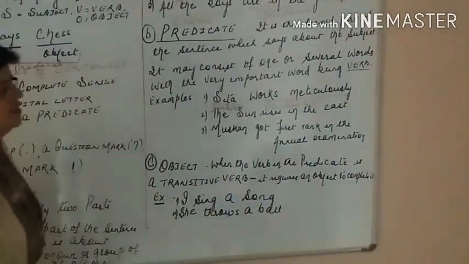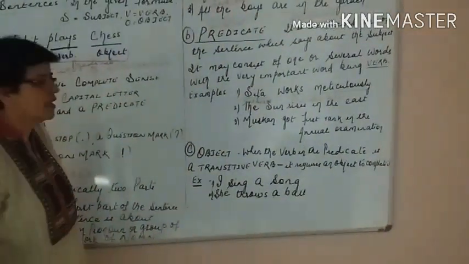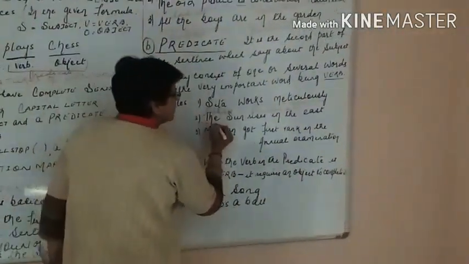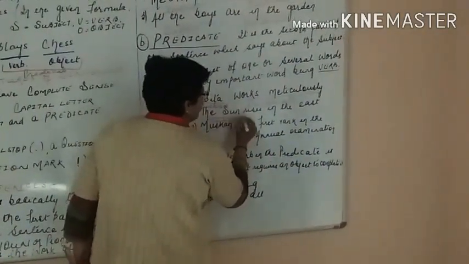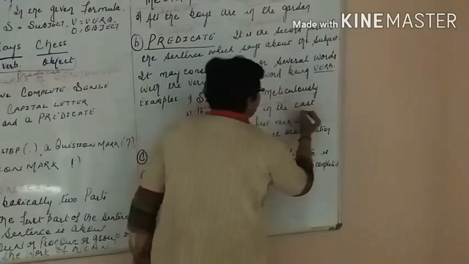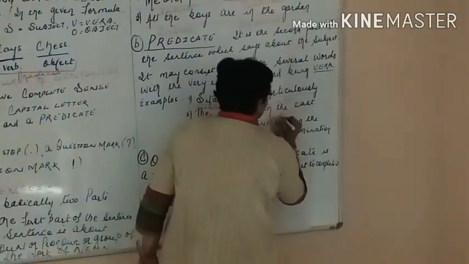Take up the second sentence. The sun rises in the east. So we take the sun as the subject. Rises in the east becomes the predicate.